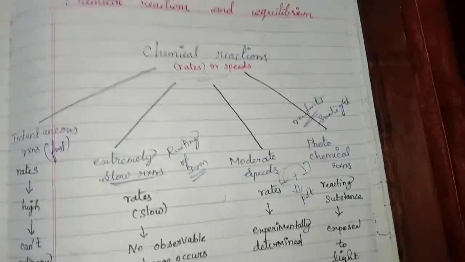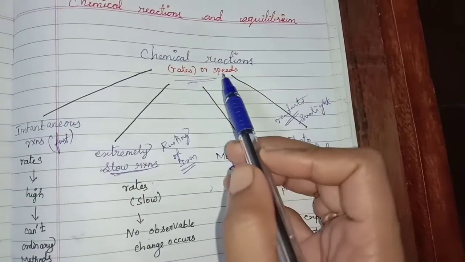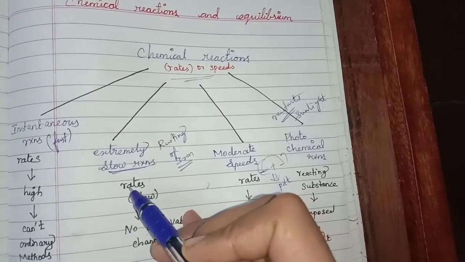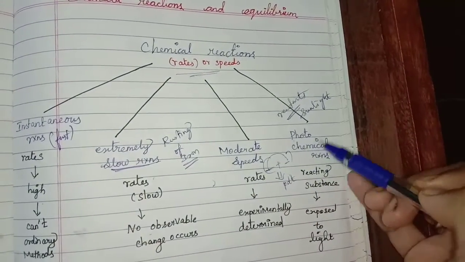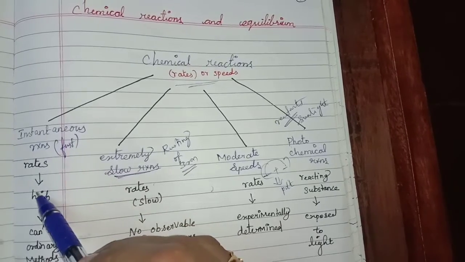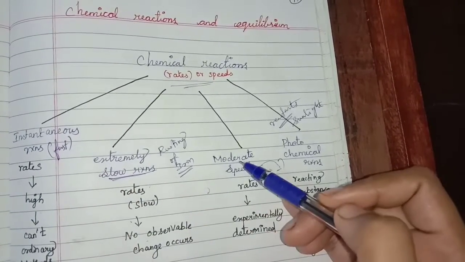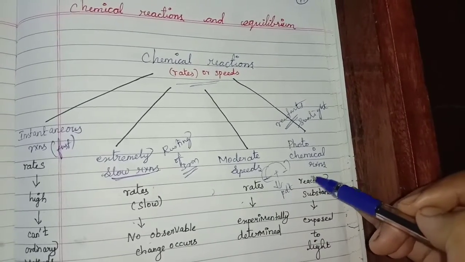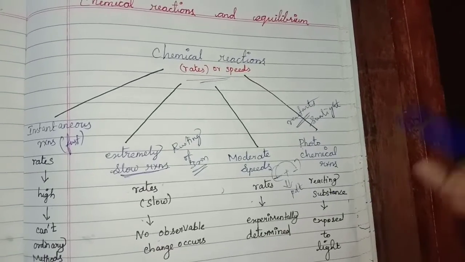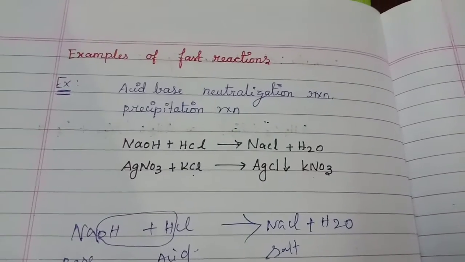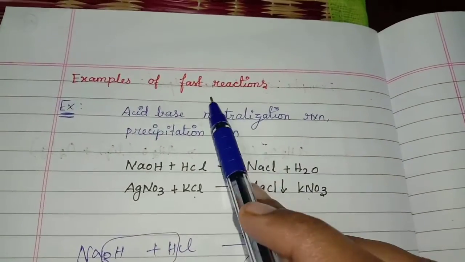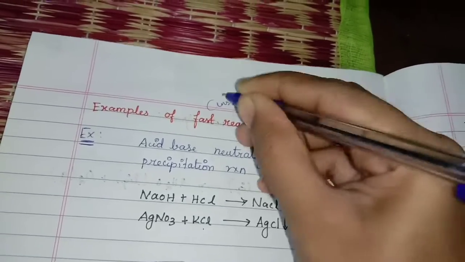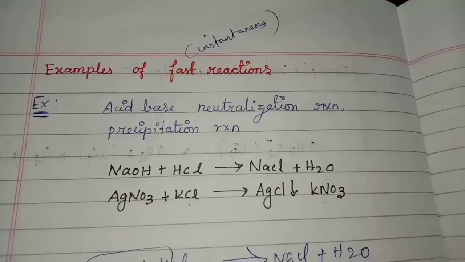Again I will repeat, the chemical reactions, according to the rate or speed, are differentiated into four types. First one is instantaneous reaction, extremely slow reaction, moderate speed, and photochemical reaction. Fast reaction rate is very high, slow reaction rate is very slow, moderate speed reaction has some rate, and photochemical reaction takes place only when exposed to sunlight. Example for fast reaction: I said instantaneous reaction will occur very fast, so this is an example for fast reaction.